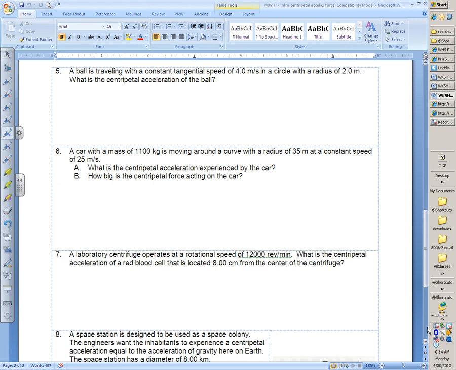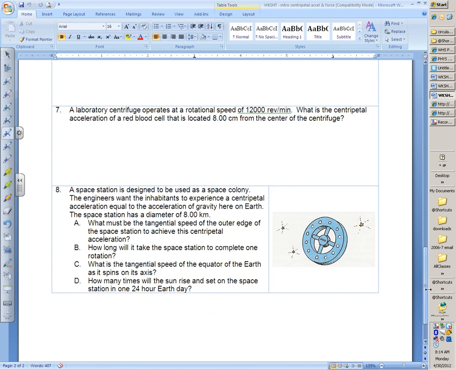Okay? One thing to keep in mind, we've done this a couple of times throughout this section, but there are different ways of representing tangential speed. On this problem set, in number 7, it gave you a tangential speed in revolutions per minute. We can't have tangential speed in revolutions per minute. It's got to be meters per second. So you have to do a little conversion there, right?